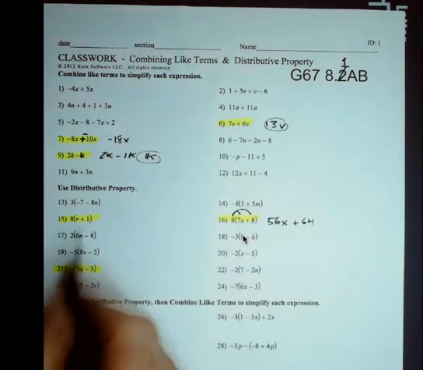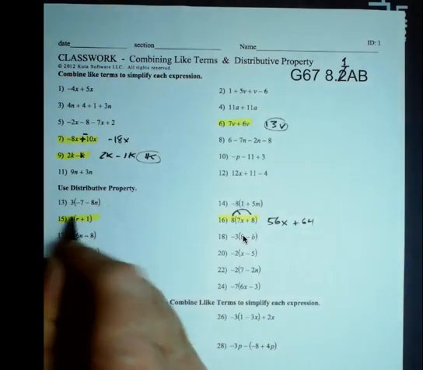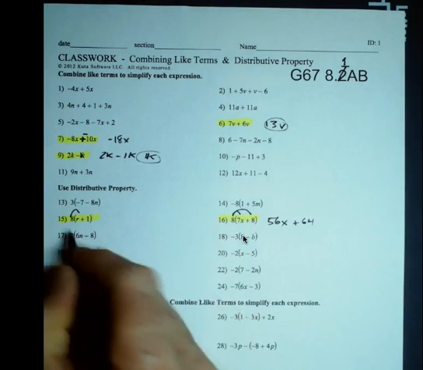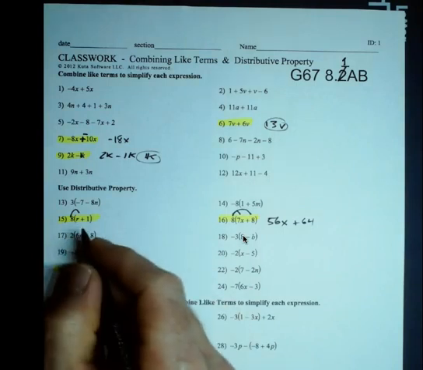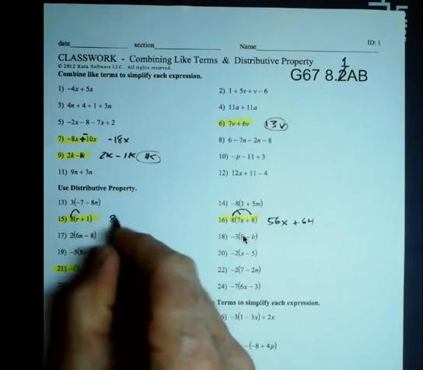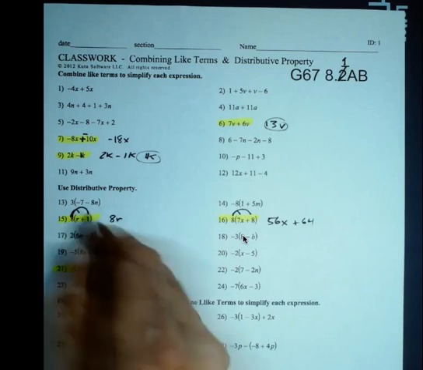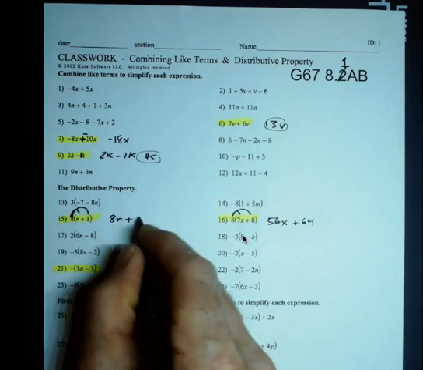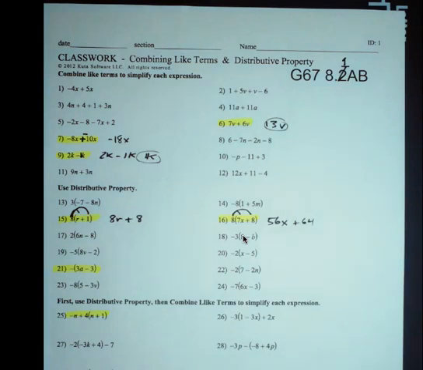Let's take a look at this one right here. Same thing, fairly straight up. 8 times r, or 8 times 1r, is simply 8r. And then we have 8 times 1, we're adding to that, which is 8. 8r plus 8.